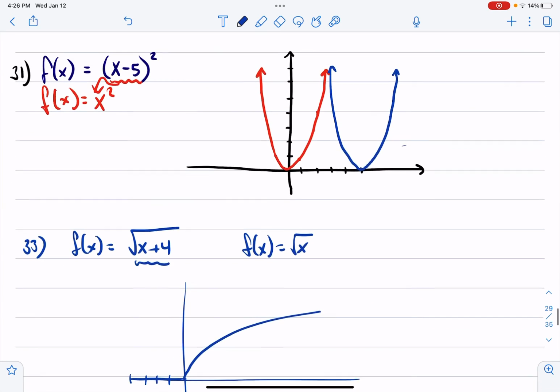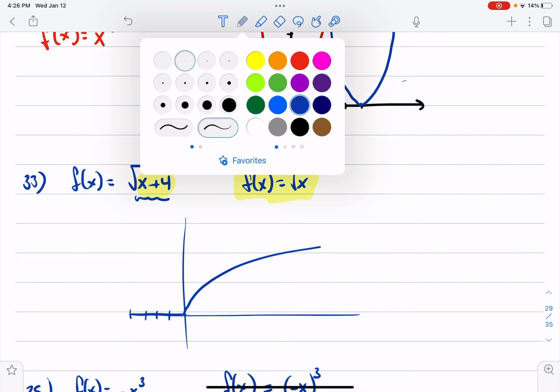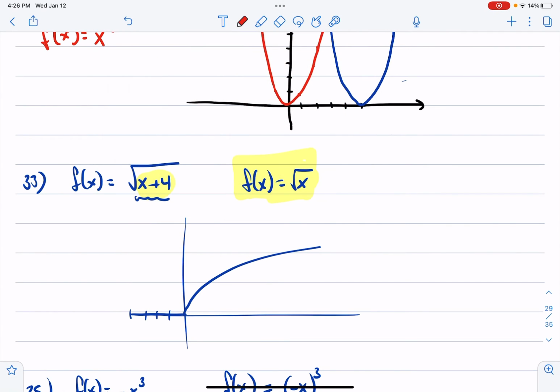Okay. All right. Number 33. Now I'm getting a little bit quick on this one. Okay. Here we go. Here's the root or standard function. It's f of x equals the square root of x. And what am I doing? I'm adding 4 inside the function itself. So that's always going to move it left or right. And in this case, it's going to go left. Okay, so it goes like that. All right.